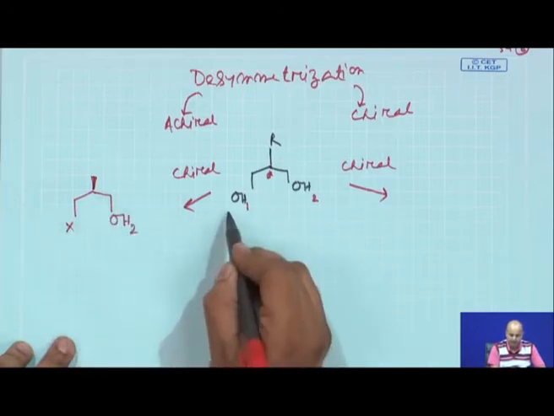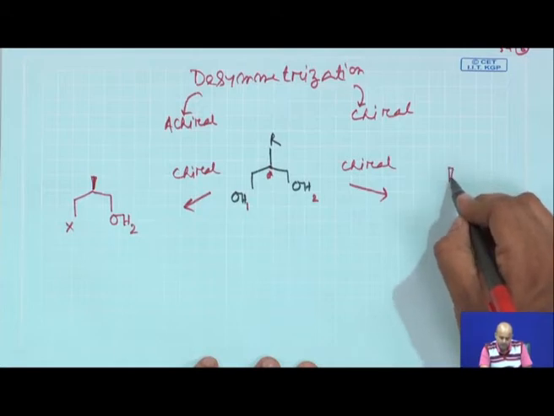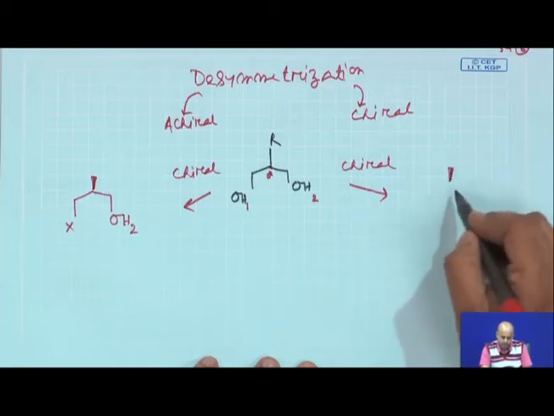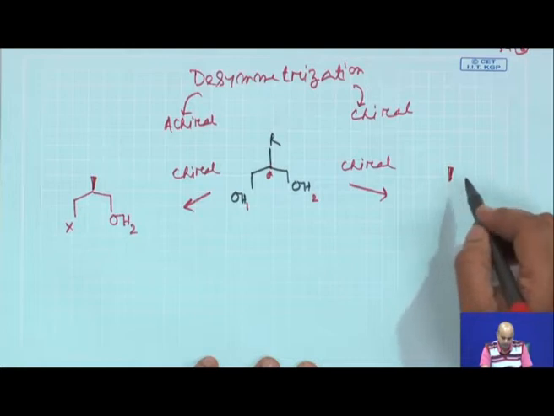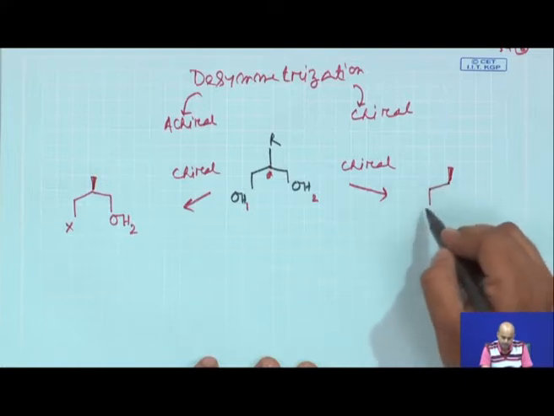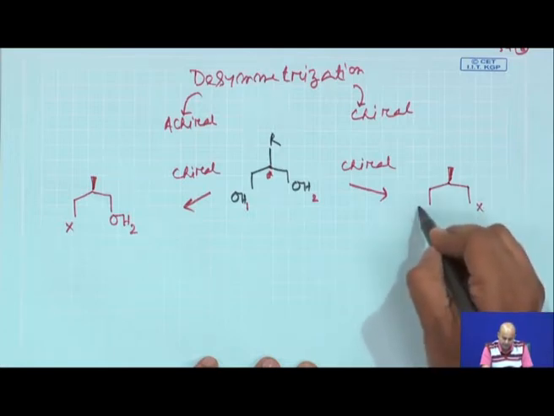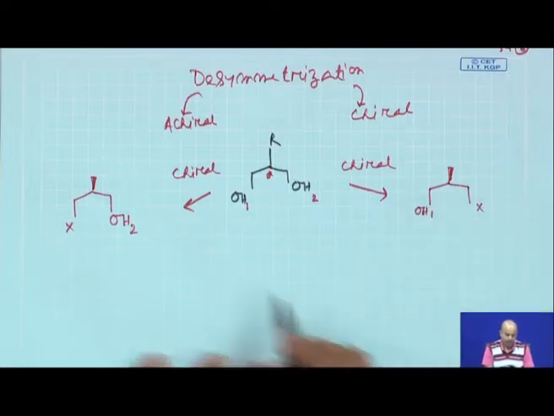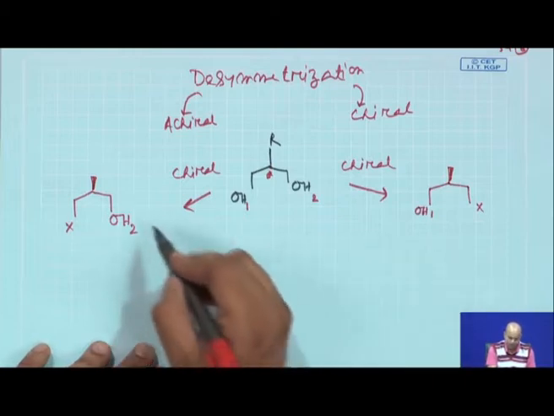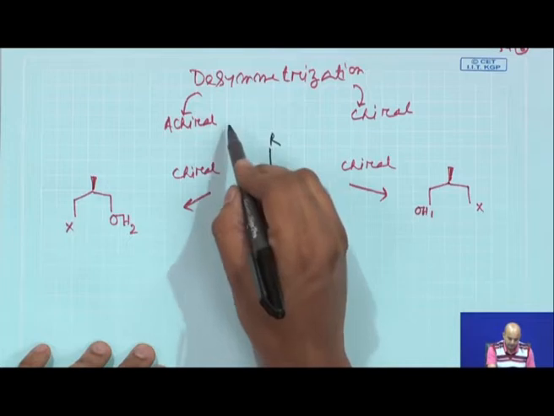So, OH1 reacts. Now, in this other case I am saying OH2 reacts. If OH2 reacts, you get this X and this OH1. Now, OH1 and OH2 are both OH. Now, you try to analyze their relationship.